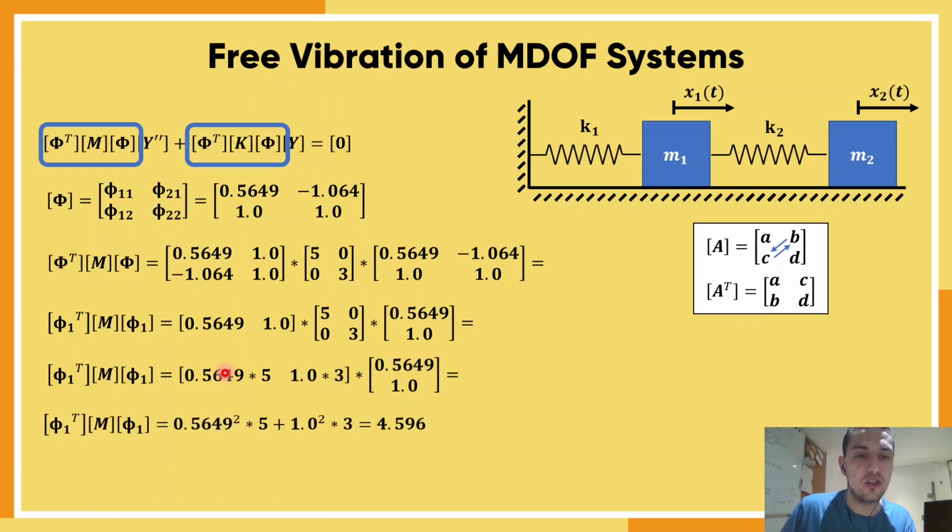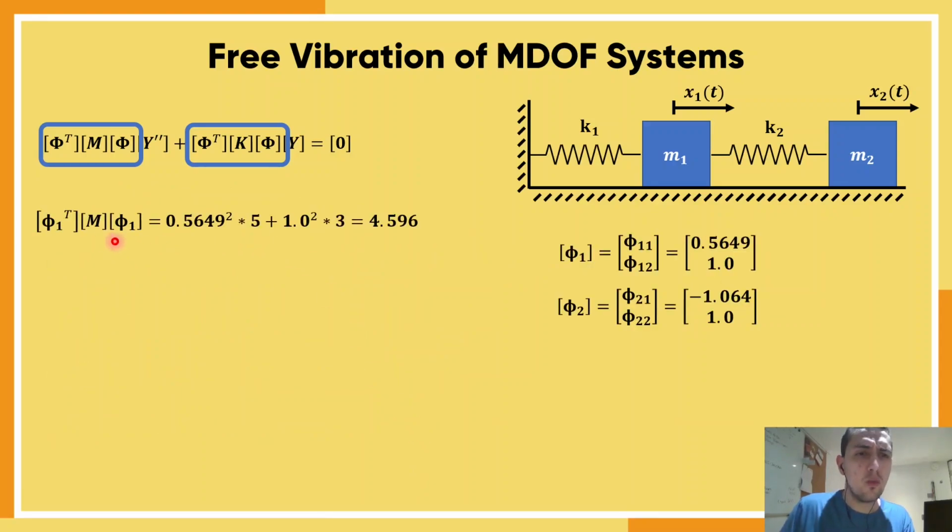So what we get is the square of these two times 5, plus the square of 1 times 3. So funny enough, we get a scalar. If we do the first mode transpose times the mass matrix times the first mode, at the end of the day, we get a scalar.